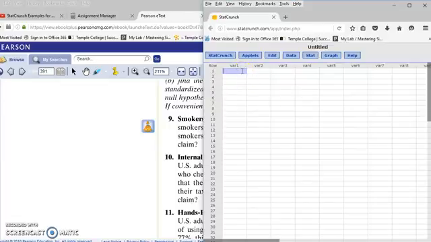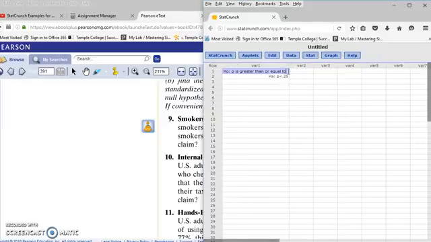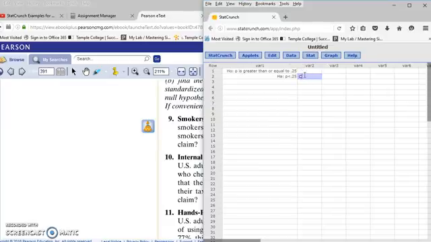We know that the claim was our H sub A, where p is less than 25%, but 25% written as a decimal without the percent sign would be 0.25. And for our null hypothesis, p is greater than or equal to 0.25, so that's the complement of our H sub A. So those are your two statements, and it's important to realize that our alternative hypothesis is the claim.